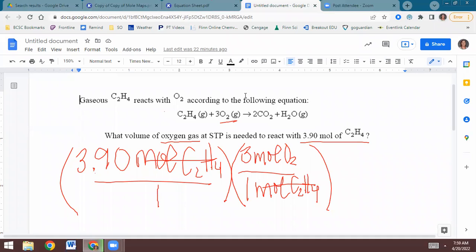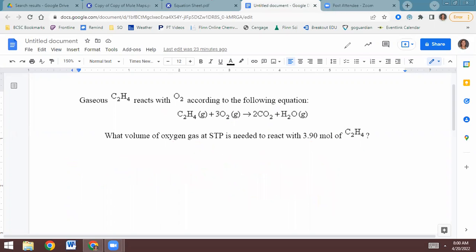Okay. Is that going to do it? Click that. Nope, it's not. I'm having some problems here. There we go. Okay. So when I take 3.9 times 3, I got 11.7 moles, and this is moles of oxygen gas. Okay. So now I'm going to use that 11.7 moles and solve for our PV equals nRT.